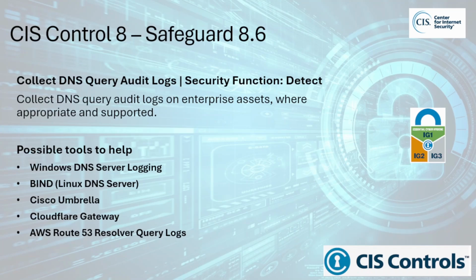Cisco Umbrella. This is cloud-delivered DNS security that logs and blocks malicious DNS queries. Cloudflare Gateway is a DNS resolver and filtering service that provides detailed logs and analytics. AWS Route 53 resolver query logs. This logs DNS queries made by VPC resources to CloudWatch or S3.